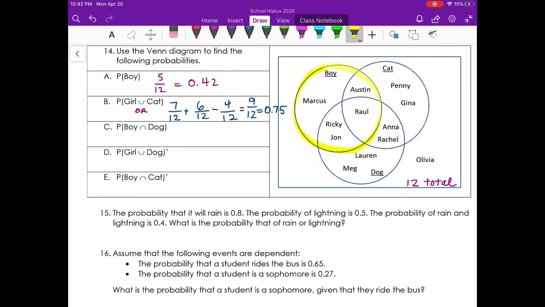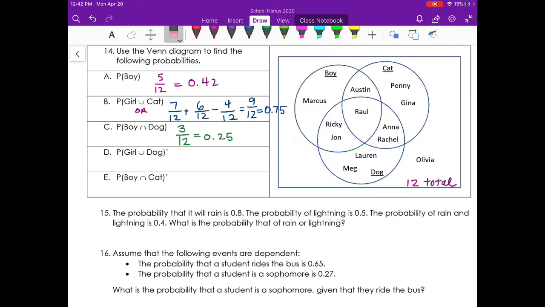So we'll combine those together to get 9 out of 12, or 0.75. Next, probability of boy intersect dog. We're looking for people who are both boy and own a dog, and that is in the overlap of those two categories. There are 3 people, Raul, Ricky, and John. So 3 out of 12 is the probability, or 0.25.